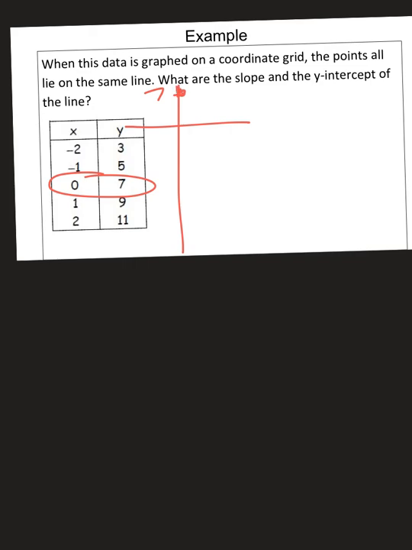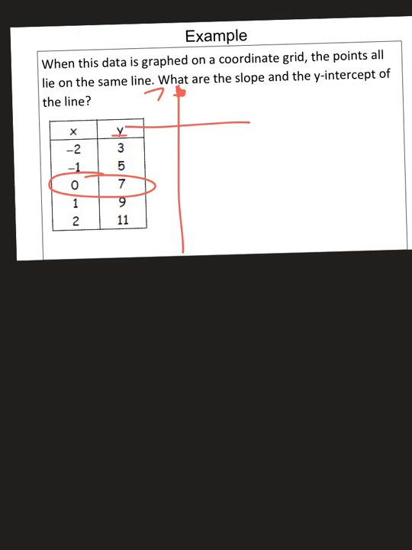Now, again, we want to identify if it's positive or negative slope. We go from -2 to -1 to 0 to 1 to 2. Then we go from 3 to 5 to 7 to 9 to 11. Are those numbers increasing or are they decreasing? What type of slope do we have? You're right, this is a positive slope because the numbers are increasing in value.